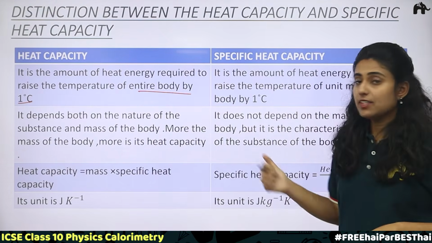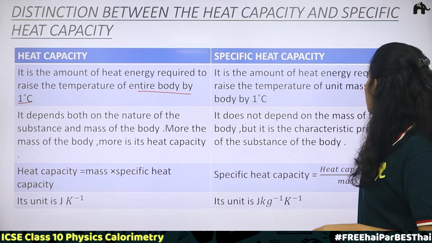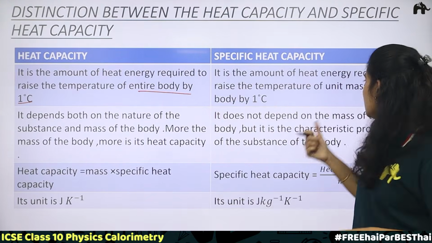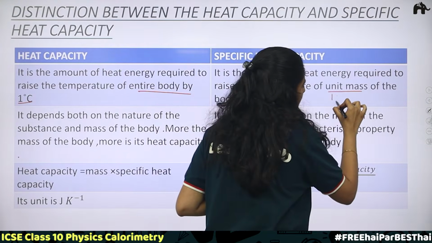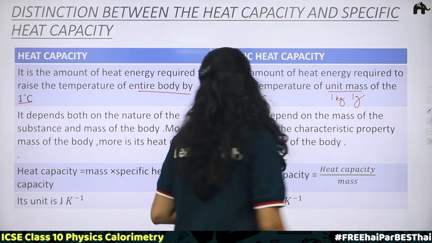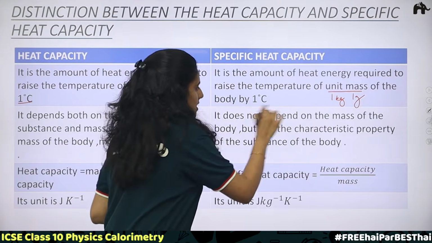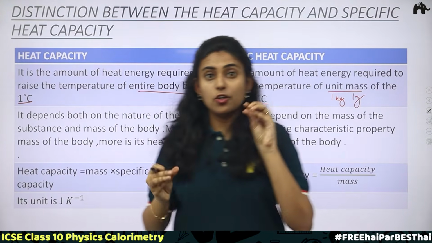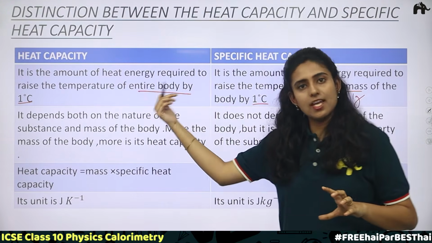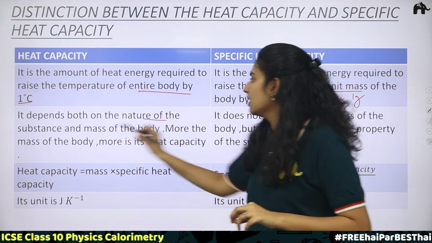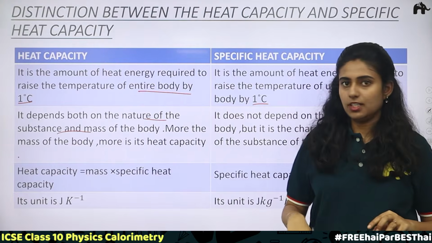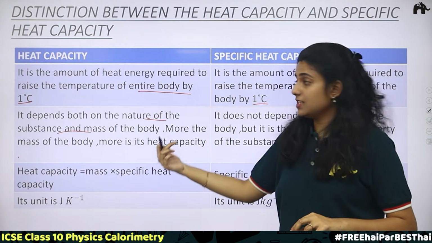When it comes to specific heat capacity, it is the amount of heat energy required to raise the temperature of unit mass, which means either 1 kilogram or 1 gram, of the body by 1 degree Celsius or 1 Kelvin. It is for unit mass. Here it is for the entire body. Next, heat capacity depends both on the nature of the substance and the mass of the body.